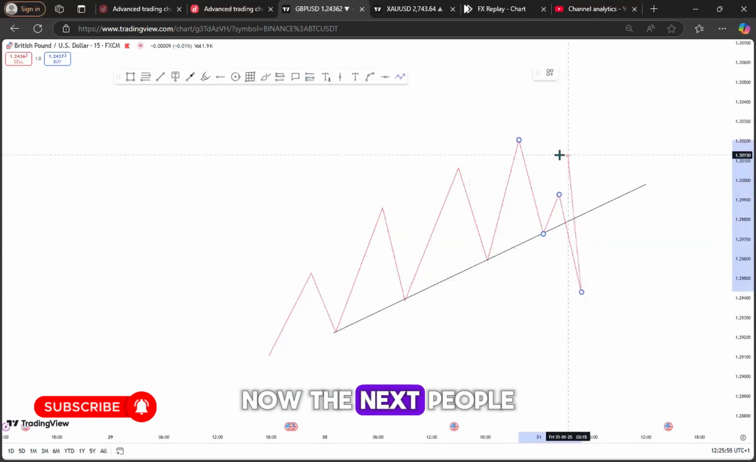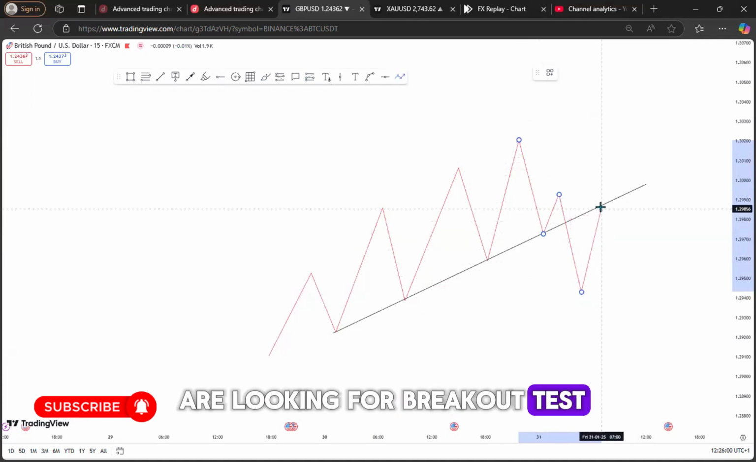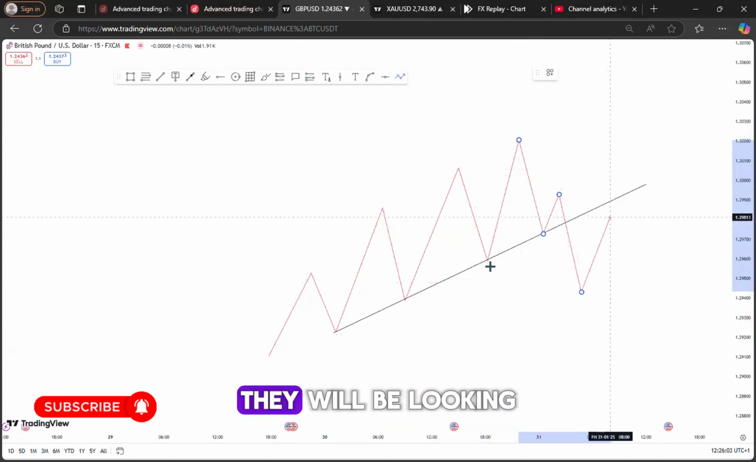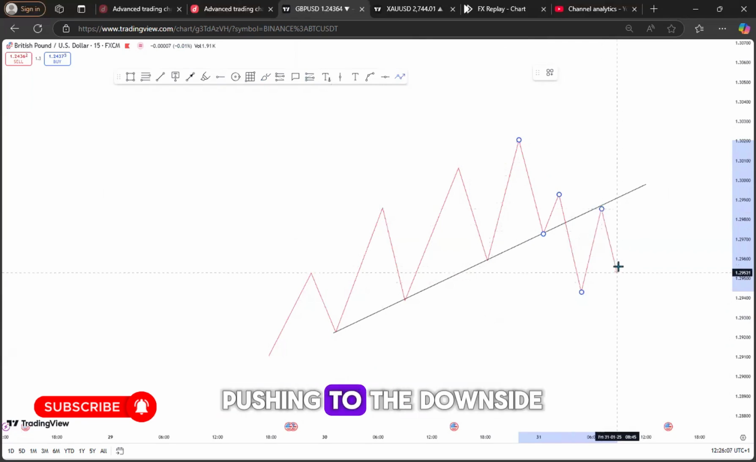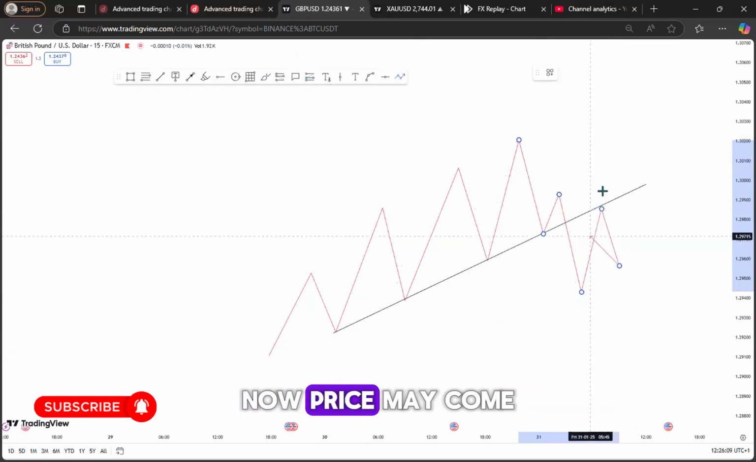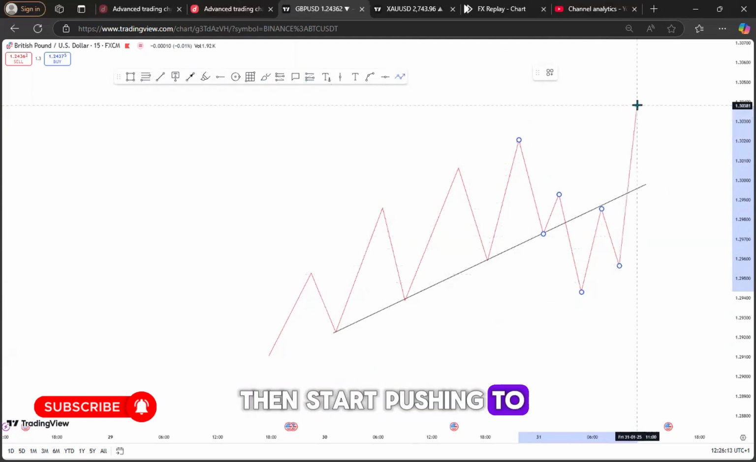Now, the next people that will be looking for trade now are those that are looking for break and retest. And what will they be looking for? They'll be looking for price to come back to this trend line, test it, and continue pushing to the downside. Now, price may come back and test it, react a little bit, then start pushing to the upside.